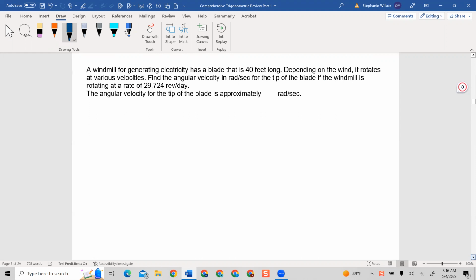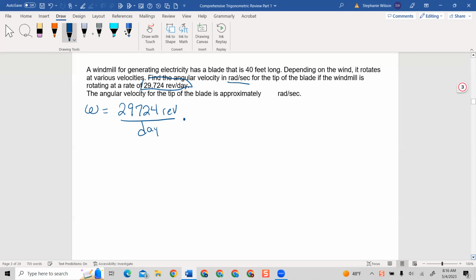So we are going to use the formula. It's like a cursive looking W. And we're going to take our 29,724 revs per day, and I'm going to convert that to radians per second.